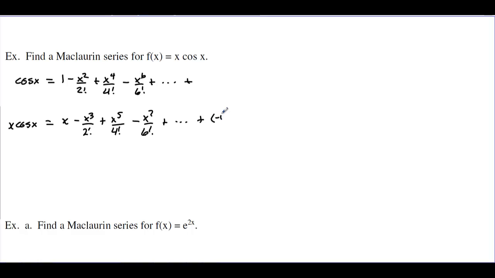So we have negative 1 to the n if we start at 0, and then x to the 2n plus 1 over 2n factorial. Now if we're going to write this in sigma notation, we have n equals 0 to infinity of negative 1 to the n, x to 2n plus 1 all over 2n factorial.